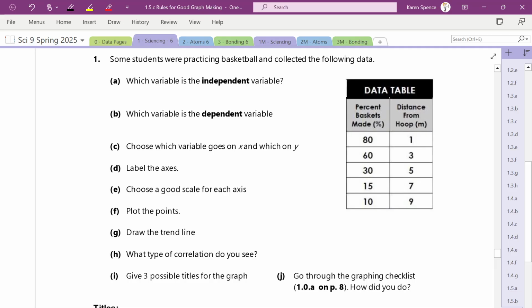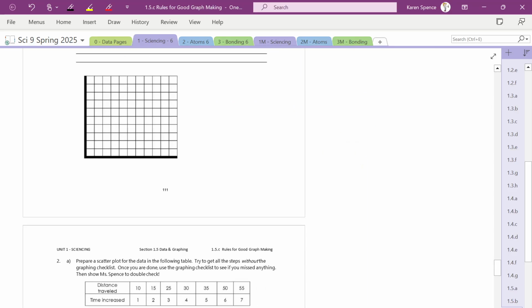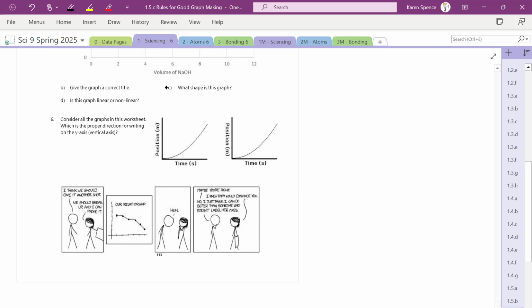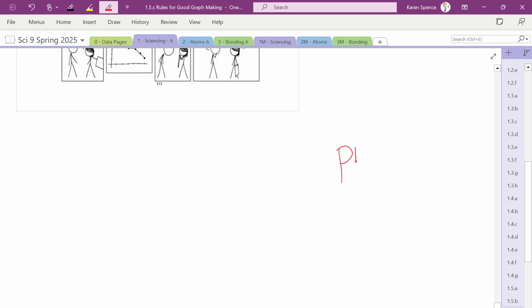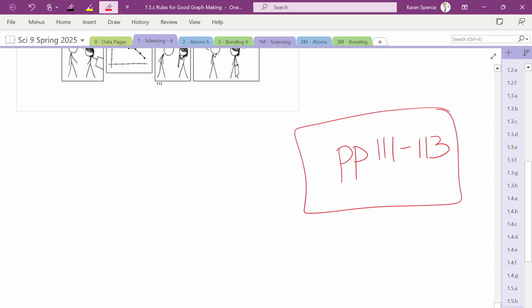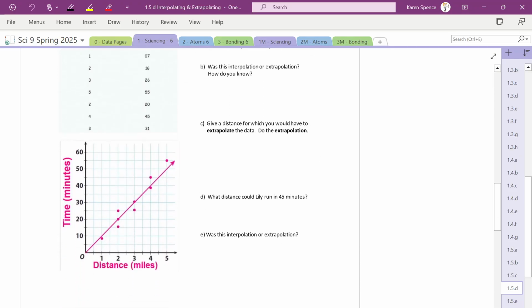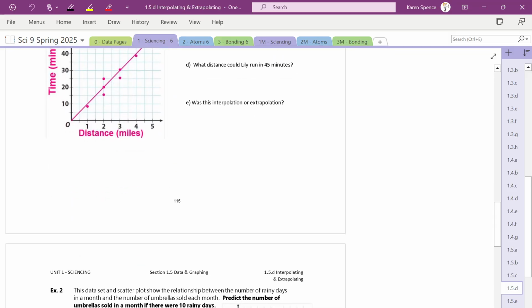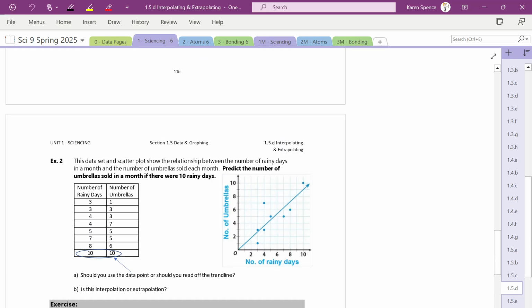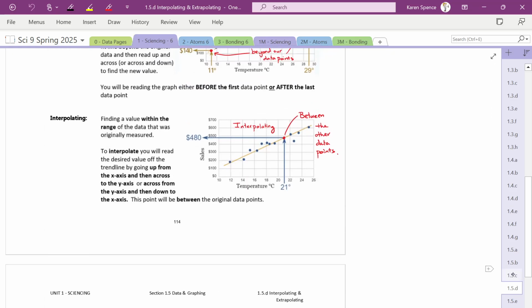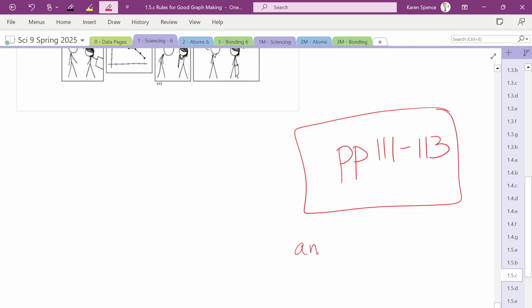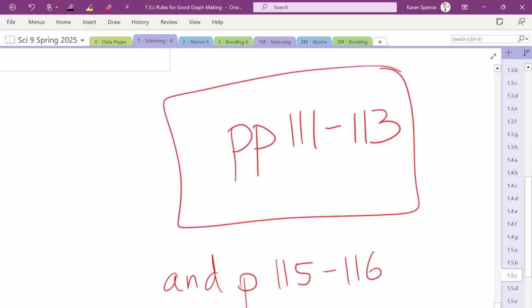I am going to get you guys to do pages 111 to 113. If you've already done it, then you can do pages 115 to 116. And we'll go over 115 and 116 together.